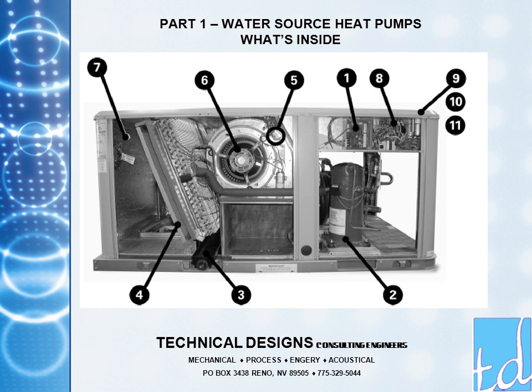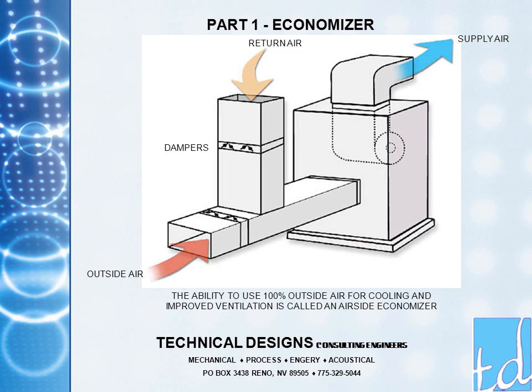Item 7 is the air side economizer. The role of the air side economizer is to cool the building using outside air rather than running the compressor. This provides two benefits. One, cooling the space without using the compressor energy, and two, using as much outside air to ventilate the space as possible.